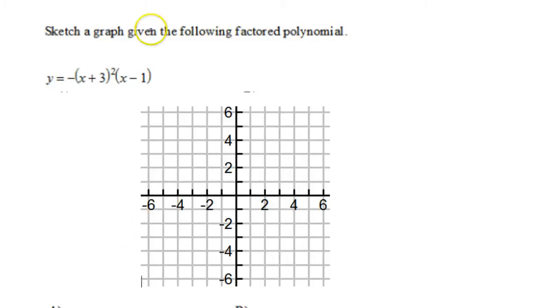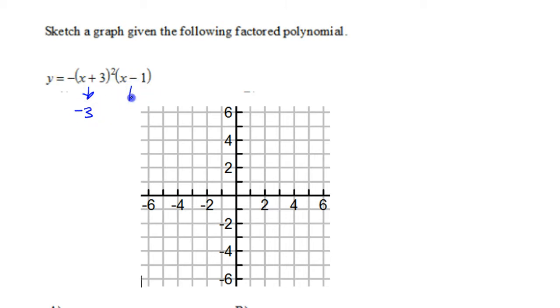In this video, we are going to sketch a graph of this polynomial that's in factored form. So let's start with the x-intercepts. If I have a factor of x plus 3, that means I'm going to have an x-intercept, or a 0, of negative 3. So I know I'm going to have an x-intercept here at negative 3. Notice you do not distribute the negative sign or anything like that.